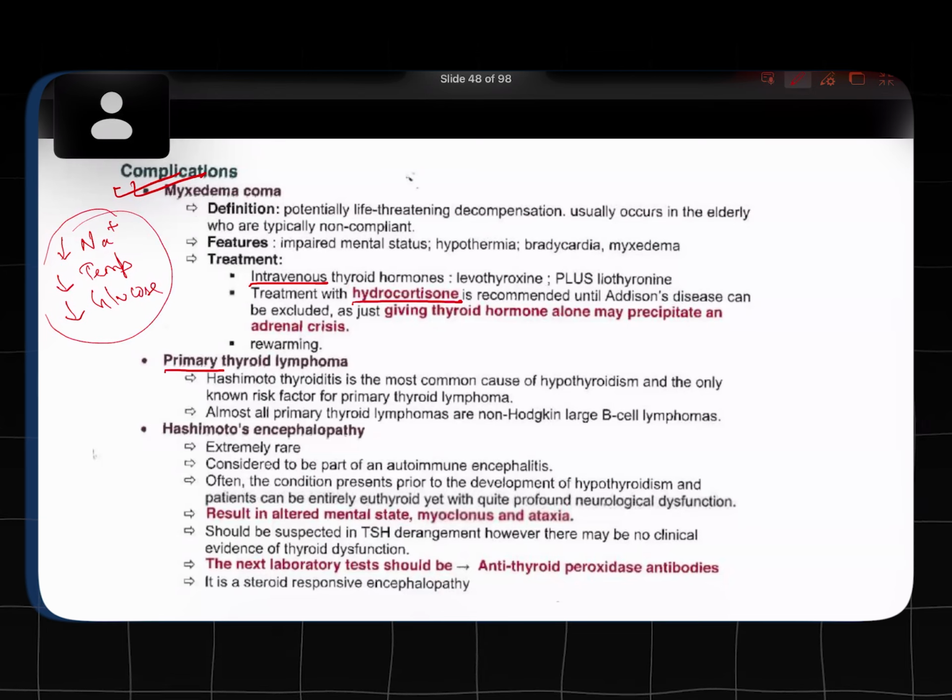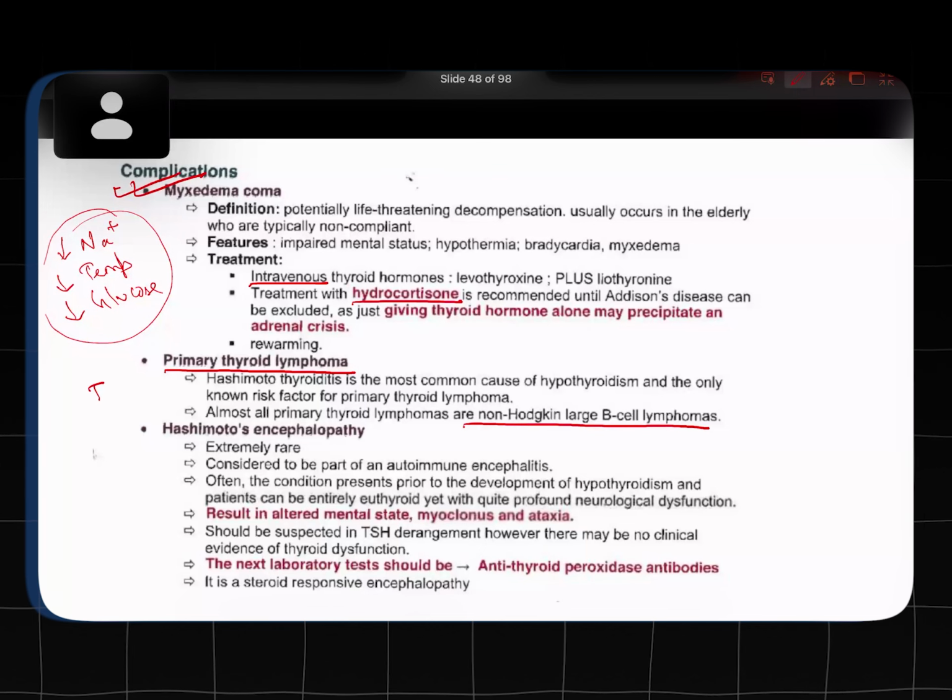If there is an associated primary thyroid lymphoma, a non-Hodgkin lymphoma, then you have to give the appropriate management, that is chemotherapy or radiotherapy basically.